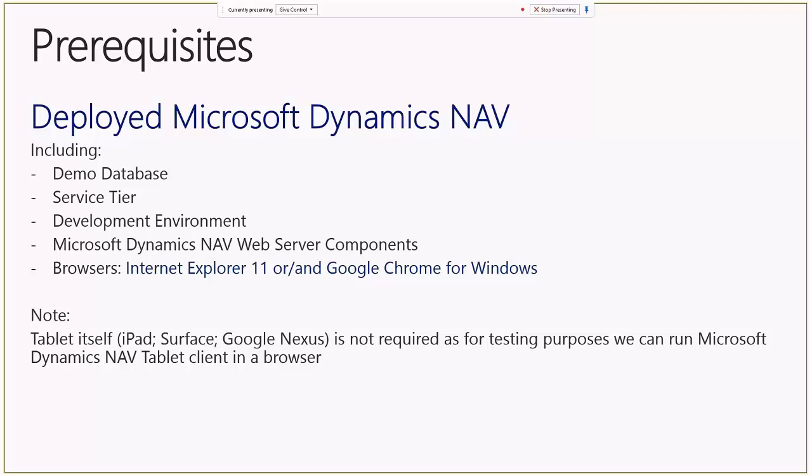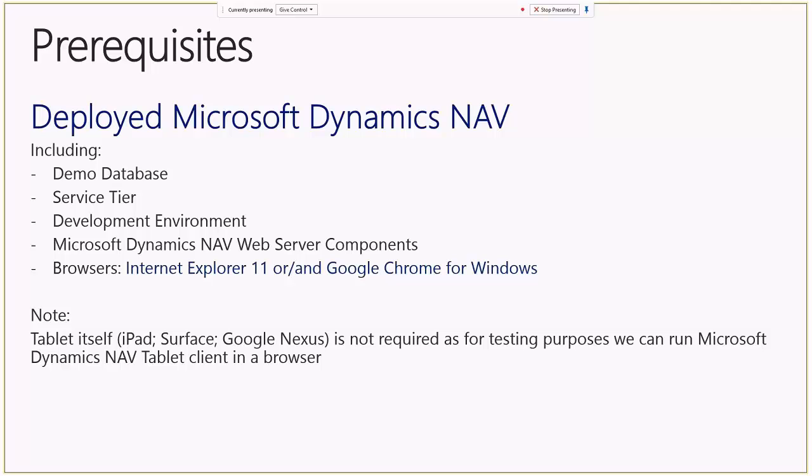You need some database, for example, let's use a demo database, and you need browsers. We recommend using Internet Explorer 11 or Google Chrome for Windows. And one big note here, the tablet itself is not required. So really, you don't need to buy a tablet to start developing for tablet client, because we can use Microsoft Dynamics NAV tablet client in the browser.